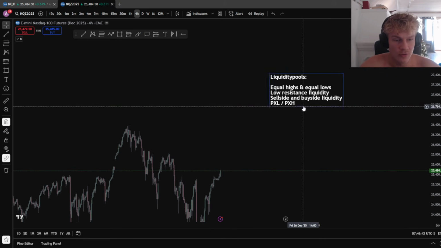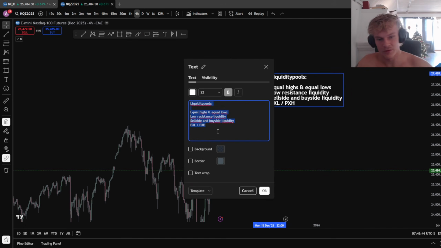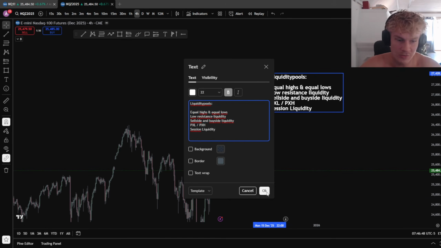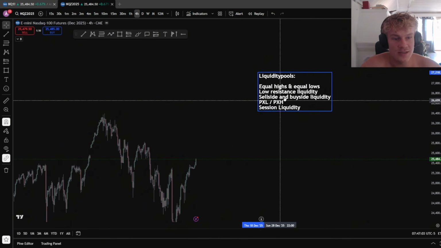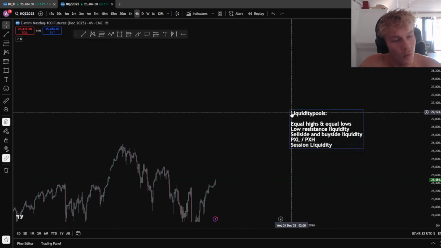Something else I also want you to remember as a prominent liquidity pool is, well, session liquidity. Something that we will also go over. That means highs and lows that were made during, for example, Asia session, or highs and lows that were made during London session or New York session and all that stuff. But first, what is low resistance liquidity? What does this look like?